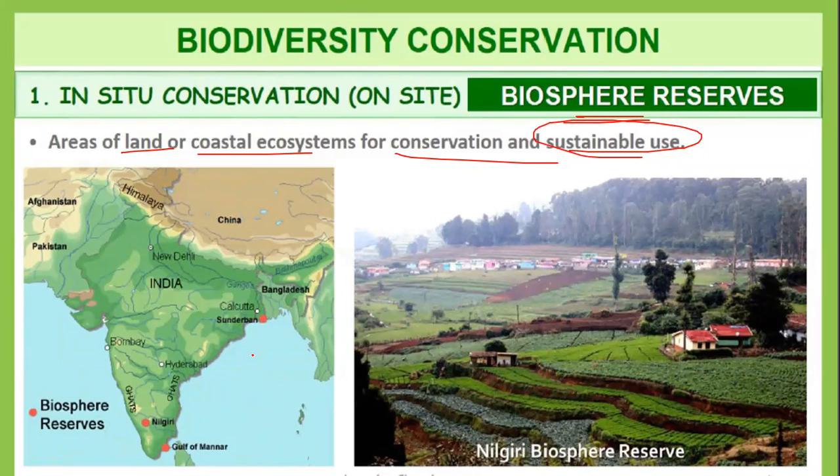Guys, as it goes on to the northern parts of India, the places are almost surrounded by other states themselves. But when we come towards the southern part, Kerala and Tamil Nadu, two main states, three sides are covered by what? Water. For example, the Nilgiri Biosphere Reserve is an example of a biosphere reserve, areas of land or coastal system for conservation and sustainable use.